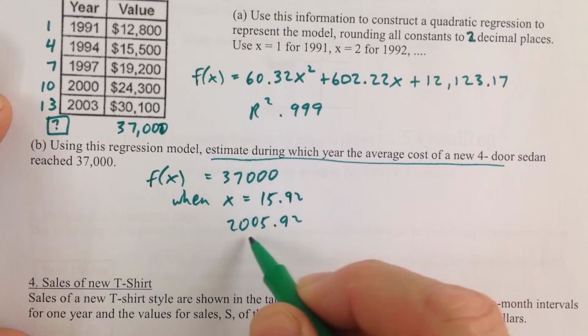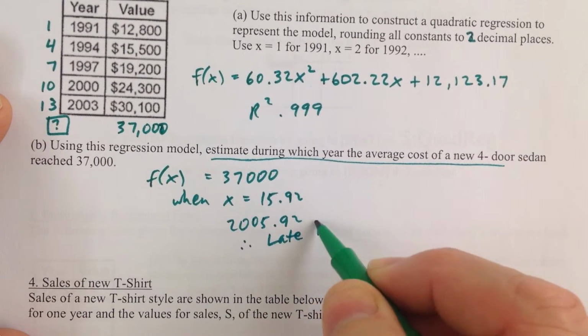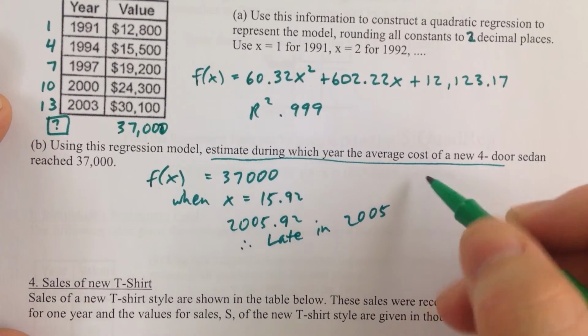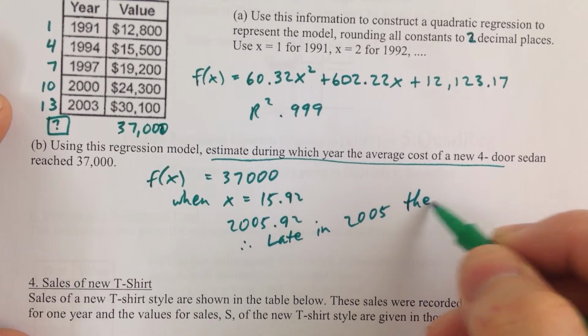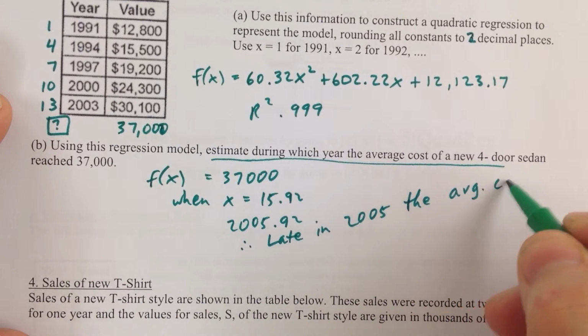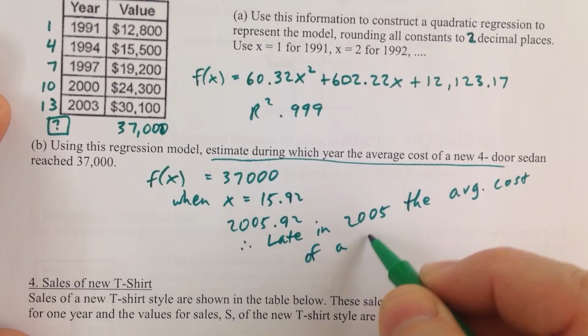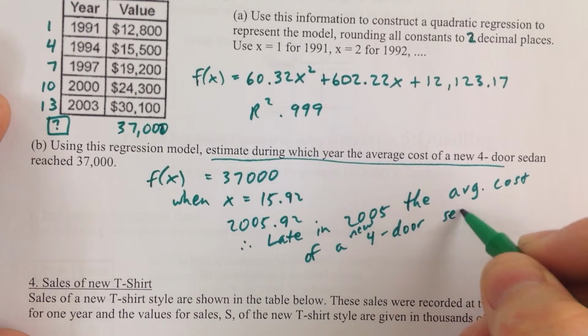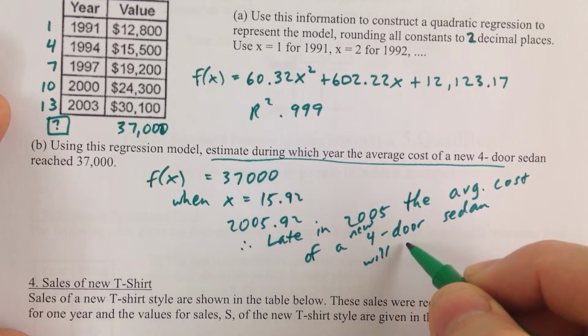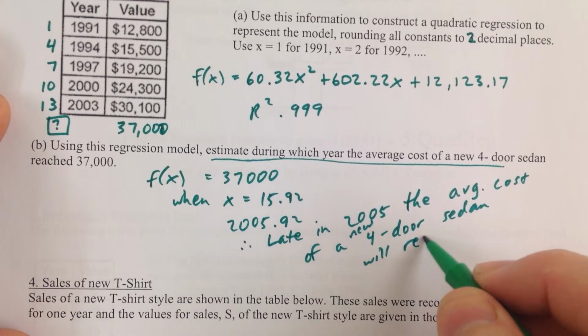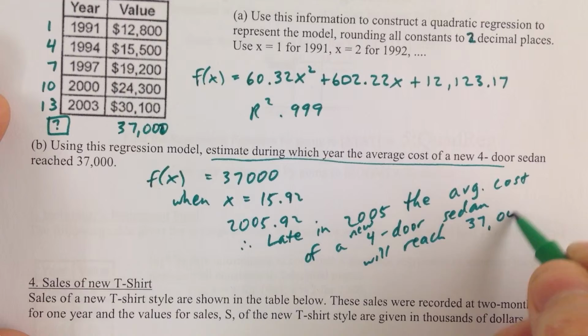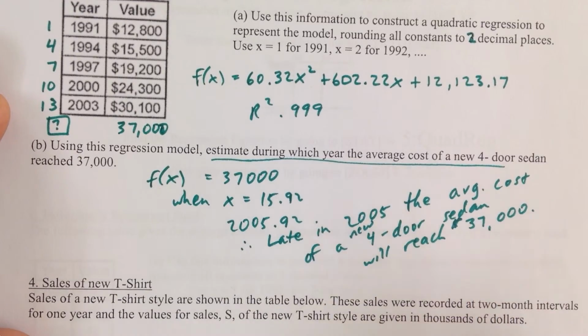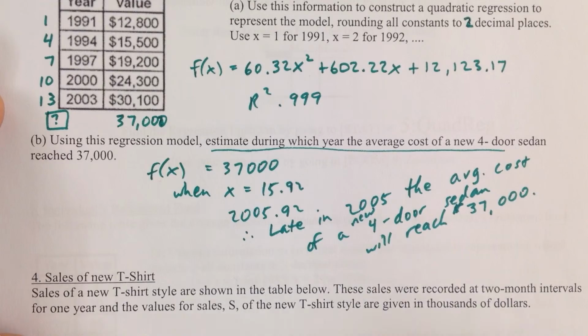So, therefore, late in the year 2005, the average cost of a new four-door sedan will reach $37,000. Now we don't know that for sure, but that's what we do when we estimate. That's what we mean by estimate. We're going to estimate that year. All right, and I'll do one more video for problem number 4.